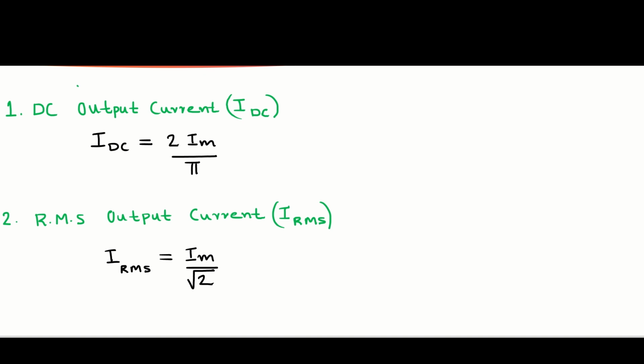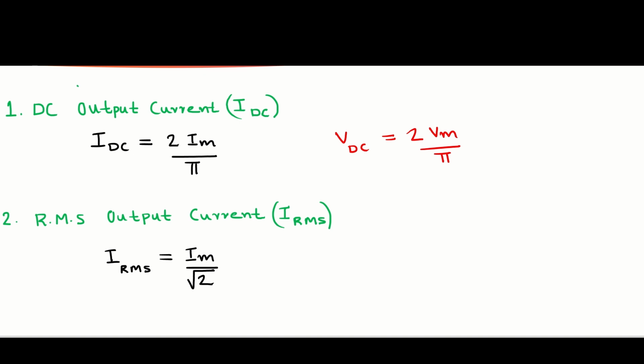Similarly, you can find out DC output voltage indicated by VDC. So VDC you can write as the average value of DC output voltage. VDC is equal to 2Vm divided by pi, where Vm is the maximum value of output voltage.